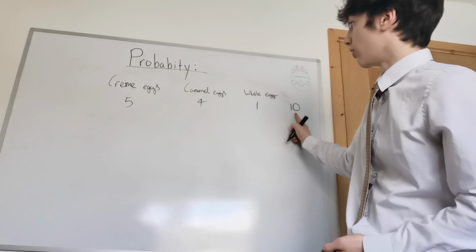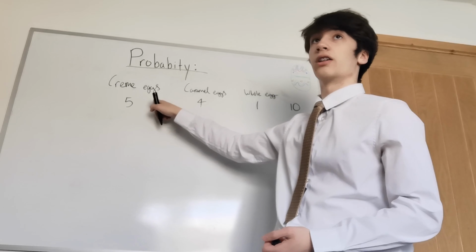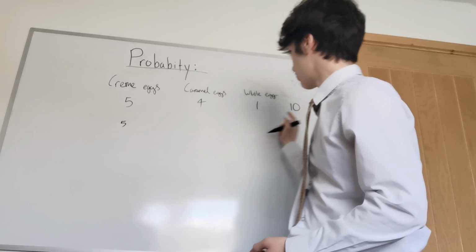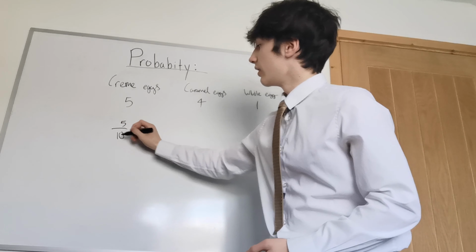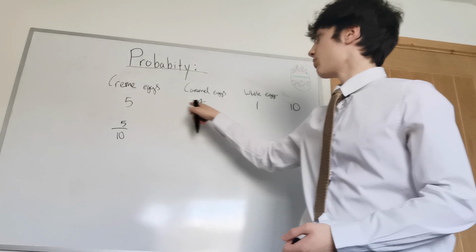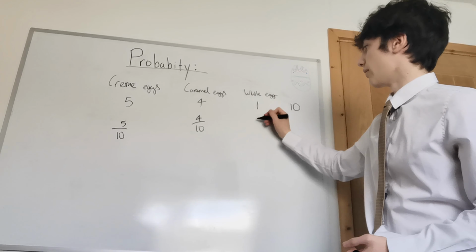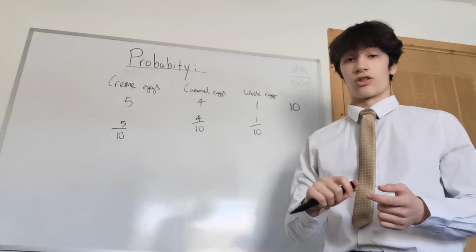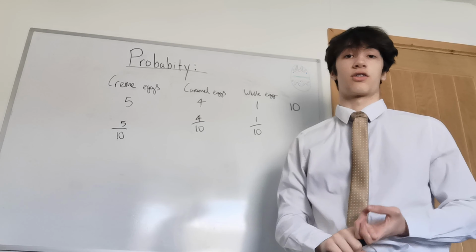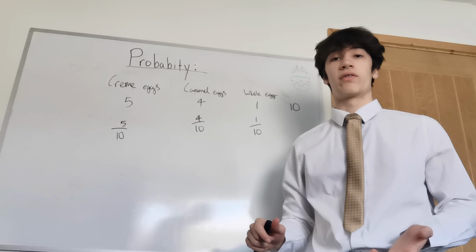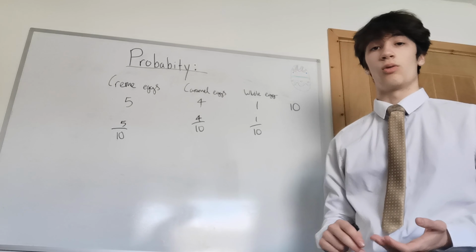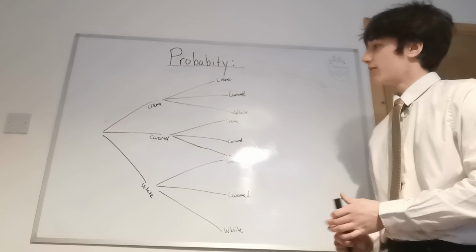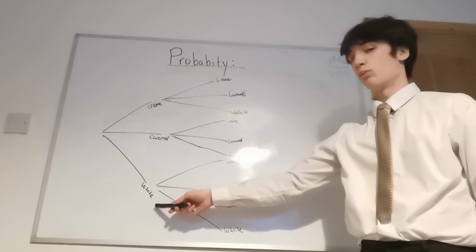If we want to work out the probability of getting a cream egg, we put the favored number of outcomes, 5, over the total number, 10. Now let's repeat this for the other ones. Put 4 over 10 and 1 over 10. Now, what would you do if you wanted to work out the chance of 2 events happening in succession? To do that, you can use multiple methods, but I'm going to go through the simplest one, which is a tree diagram. Okay, so I've drawn a tree diagram for cream egg, caramel egg, and white egg.